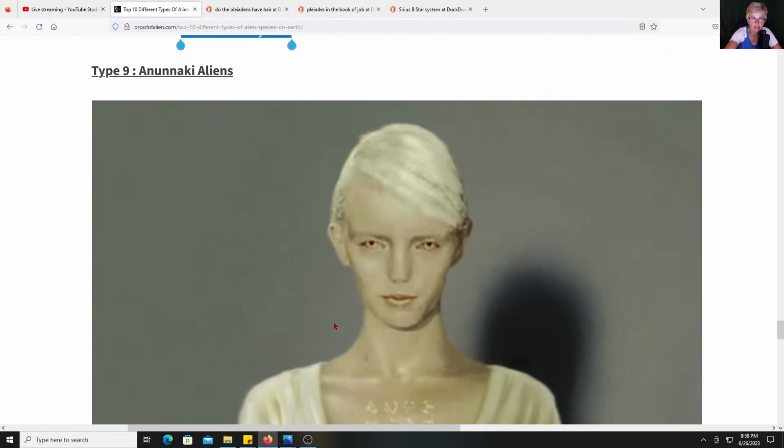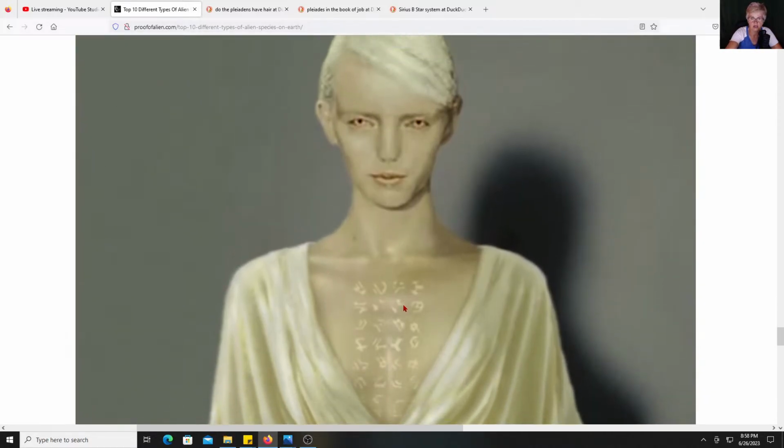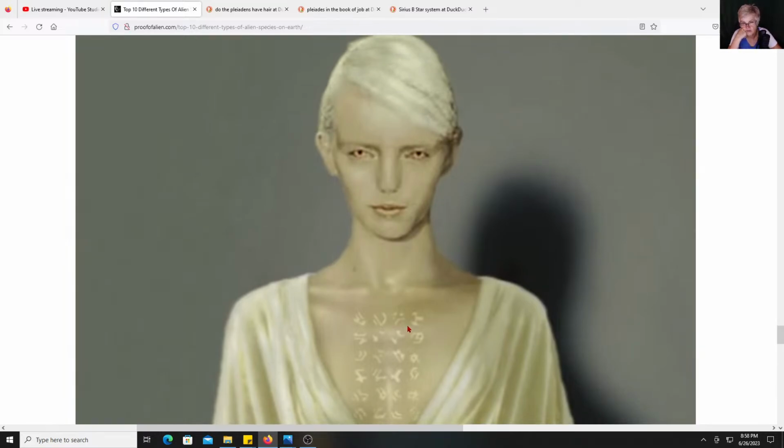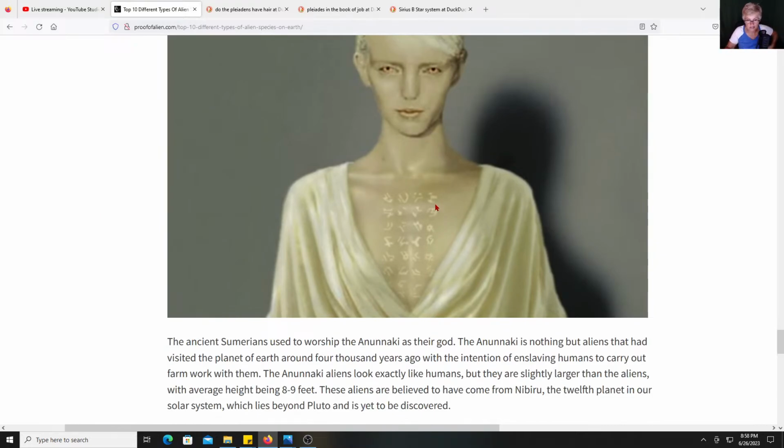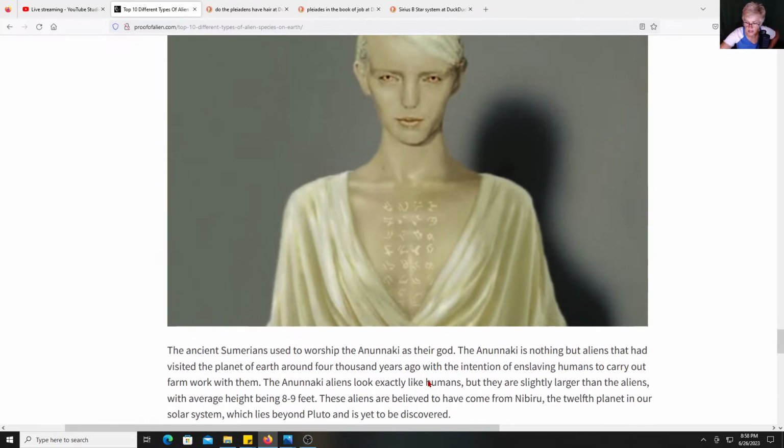The Anunnaki aliens. Okay, well, that's different. Right there. I've never seen the Anunnaki look like this. Let's see what they're going to say. The ancient Sumerians used to worship the Anunnaki as their gods. The Anunnaki are aliens that had visited the planet Earth around 4,000 years ago with the intention of enslaving the humans to carry out the farm work with them.